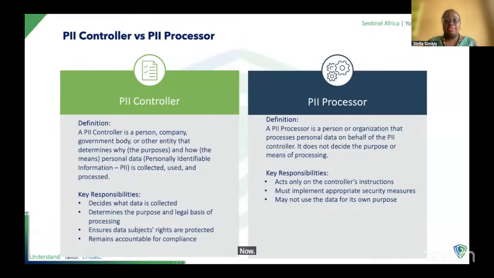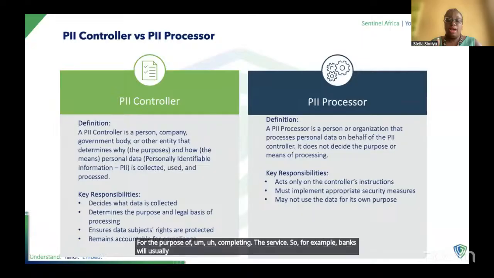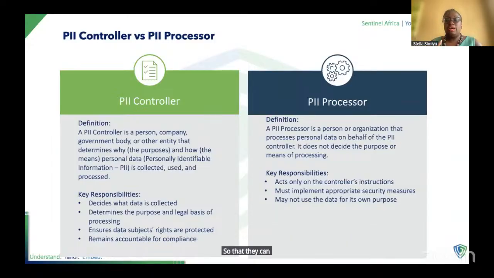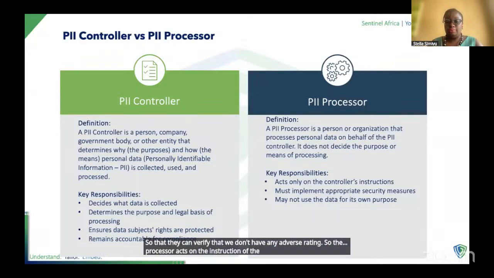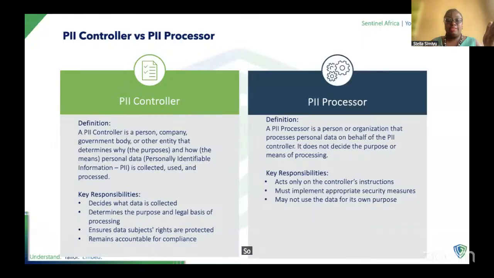So I have decided that for you to open a bank account, these are the minimum requirements I need to have. Now, as the controller, I may need to pass on that information to a processor for the purpose of completing the service. For example, banks will usually pass on our data to a credit reference bureau in case we want a loan, so that they can verify that we don't have any adverse rating. So the processor acts on the instruction of the controller. So there are PII controllers, then there are PII processors.